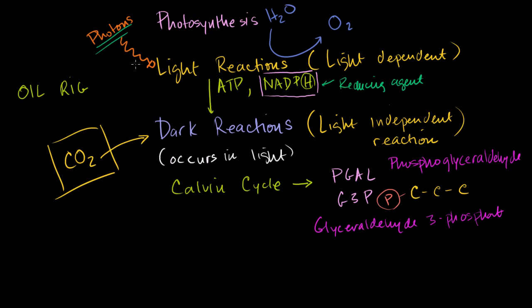But let's focus first on the light-dependent reactions, the part that actually uses photons from the sun, or I guess even photons from the heat lamp that you might have in your greenhouse, and uses those photons in conjunction with water to produce ATP and reduce NADP plus to NADPH. Remember, reduction is gaining electrons or hydrogen atoms.